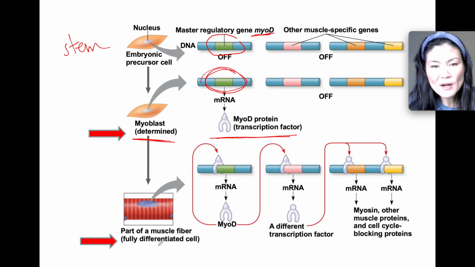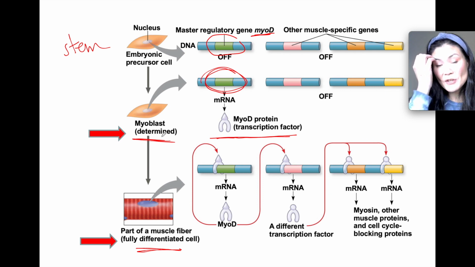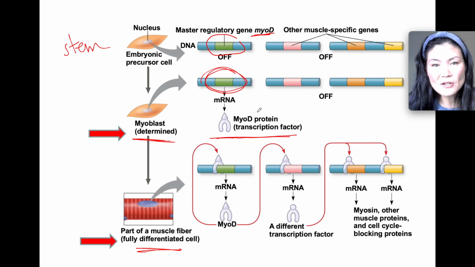And that's differentiation. Okay? So this is an example of determination, when the genes are turned on. You have the transcription factor, the master regulatory gene is turned on, which is going to assist in the transcription of these other genes. Once these proteins are being made, then it's a differentiated muscle cell.